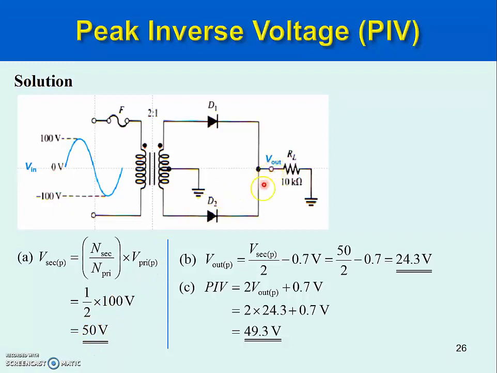For the peak output voltage, just simply apply the formula we have derived, and we get this answer. For the peak inverse voltage across either of these diodes, it can also be calculated by this formula. And this peak output voltage has already been calculated here. Substitute in, then we can find the final answer for the peak inverse voltage.